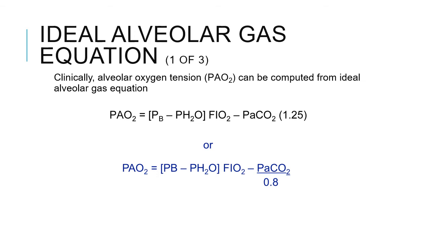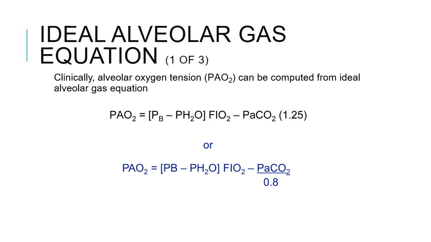PAO2 is the partial pressure of oxygen in the alveoli. PB is the barometric pressure. PH2O is the partial pressure of water vapor in the alveolus, equal to 47 millimeters of mercury. FiO2 is the fractional concentration of inspired oxygen. And PaCO2 is the partial pressure of arterial carbon dioxide. Please note that the big A denotes alveolus and the little a denotes arterial.